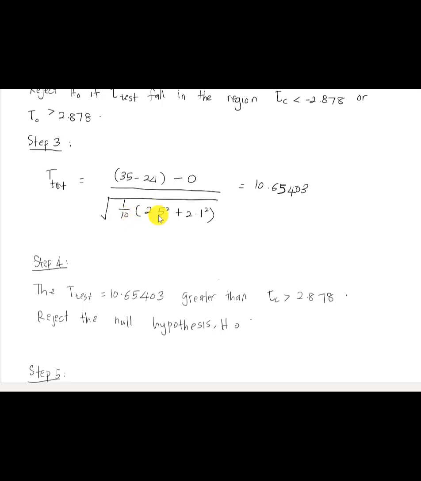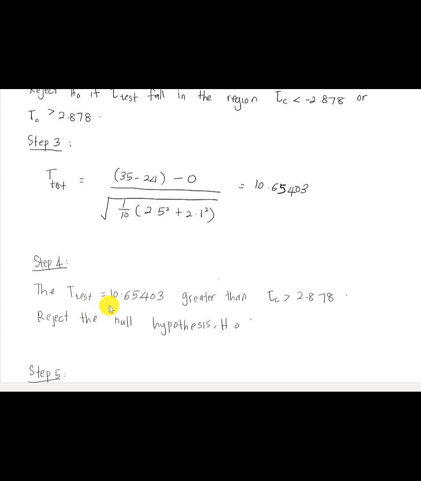Then we have the standard deviation. We are given the standard deviation of the population, but in this formula, we are going to use the variance of the population. That's why we must square the standard deviation. Then we get 10.65403. So in step 4, we determine whether we reject or do not reject the null hypothesis.